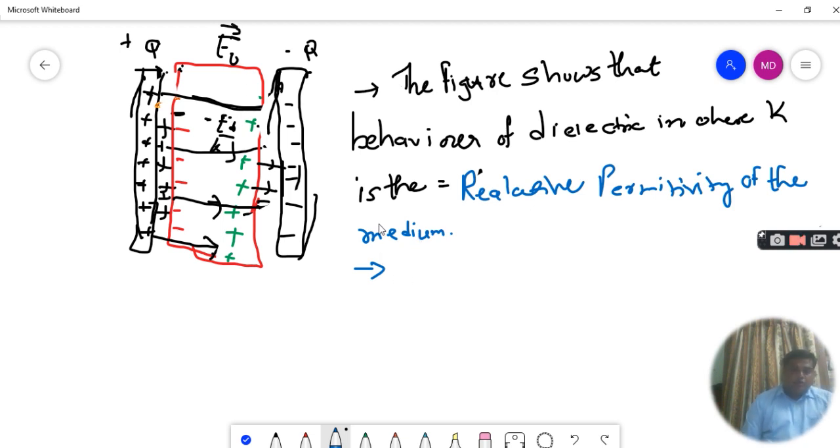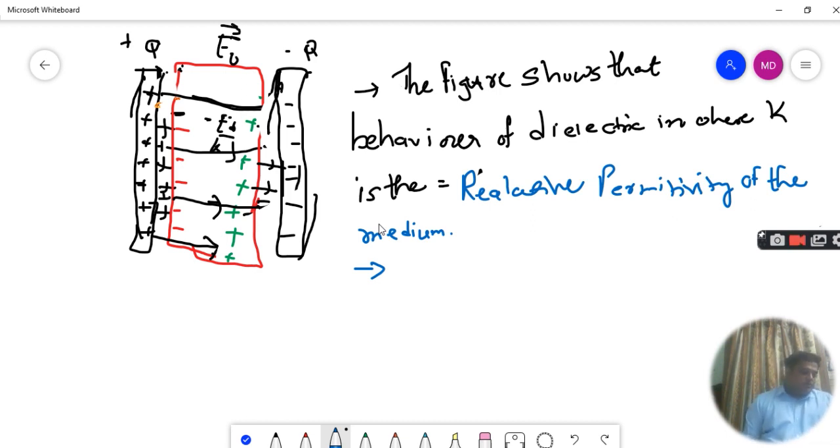Besides, the figure shows the behavior of a dielectric in the electrical field of a parallel plate air capacitor. So the electrical field in air is E0 and becomes E0 by K in the dielectric. So the electrical field is reduced by a factor K in the dielectric.